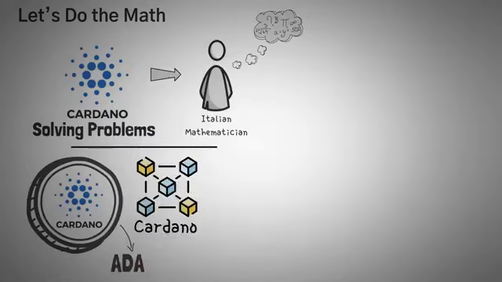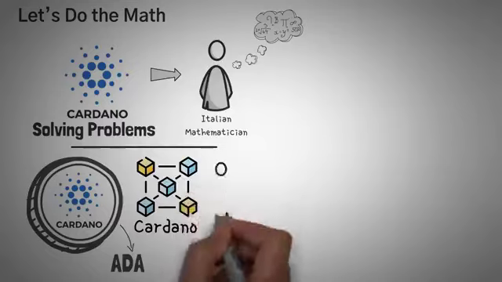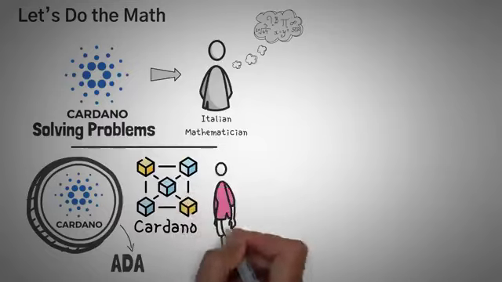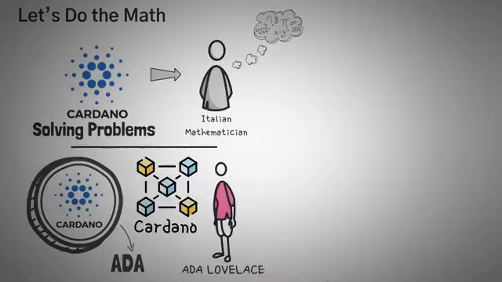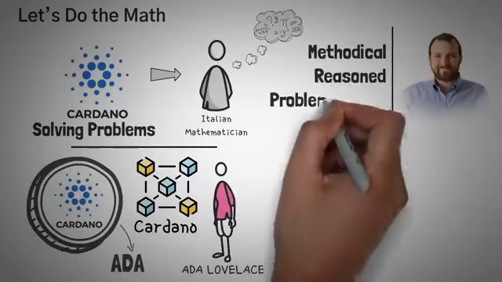Now, this is not Americans with Disability Acts, but it comes from the name of a woman who is now considered to be the first ever computer programmer, Ada Lovelace. Beyond naming conventions, Charles Hoskinson clearly has shown an ambition for tackling big challenges through methodical, reasoned, problem solving.